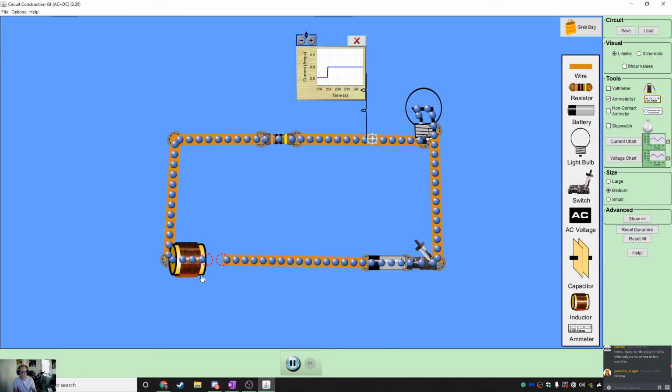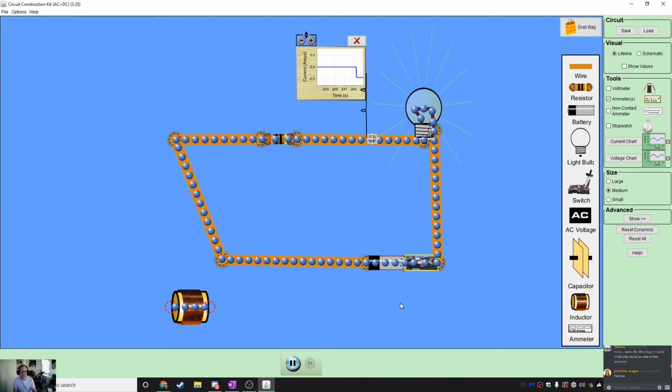Let's get rid of the inductor so we can see what it looks like without the inductor, because I don't think it's super obvious. All right, let's try this again. I'm going to close this. Let's watch what happens to the light bulb. See how it's like instant? It just goes from there to there instantly. Again, I'll reset dynamics so you can see it again.